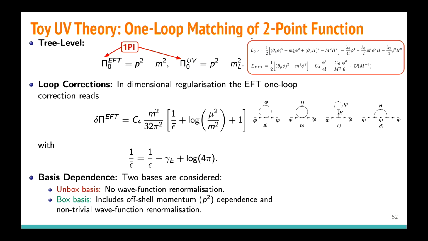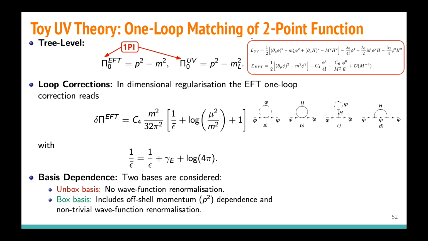So the 1PIs, the one particle irreducible parts, for the EFT we will be able to write as p² − m². Remember, this is the mass which is going in the loop, and for the UV it would be p² − m_L². Remember, these were the original Lagrangians: this was my UV Lagrangian with mass m_L, and this was my EFT Lagrangian with mass m.